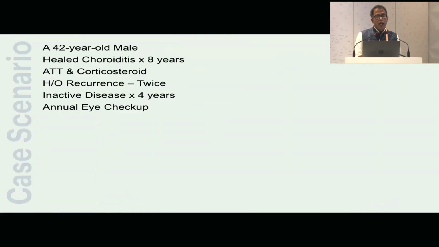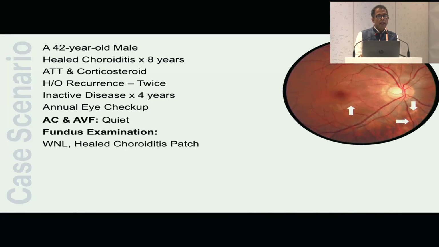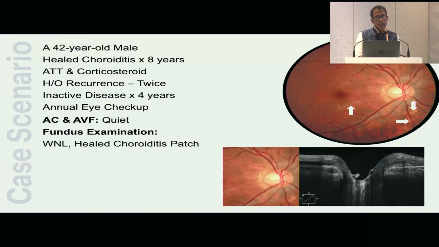But I'll show you another interesting case: a 42-year-old male, history of healed choroiditis for 8 years, treated with ATT and corticosteroid, inactive disease for the last 4 years, who just came for an annual eye checkup. Everything was within normal limits, except he was sometimes complaining of scotoma, but he was not very sure. Just based on the suspicion, we did the imaging, and it picked up a peripapillary CNVM.